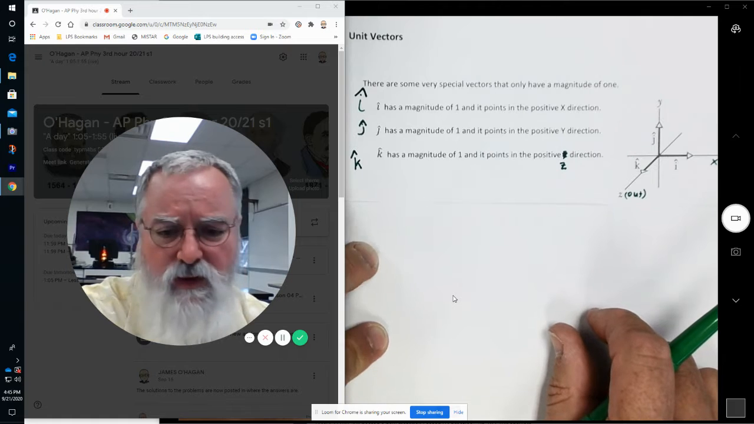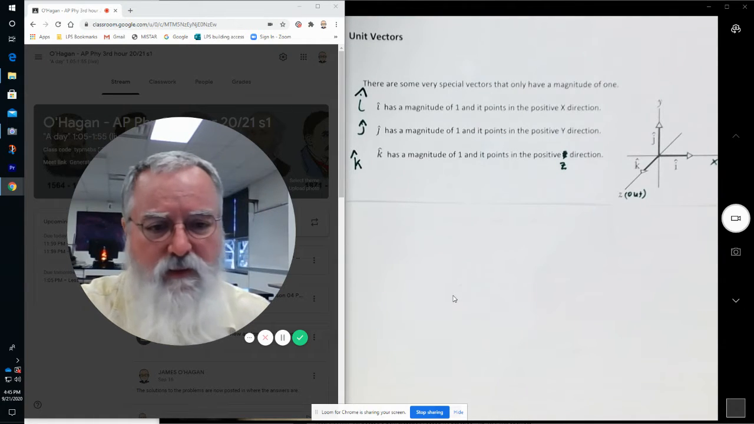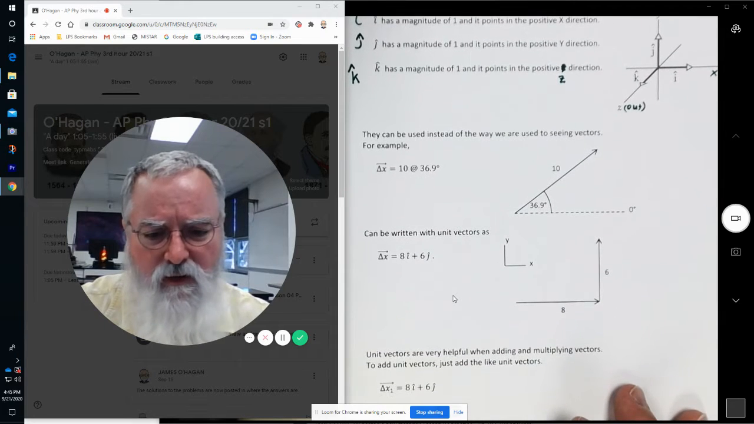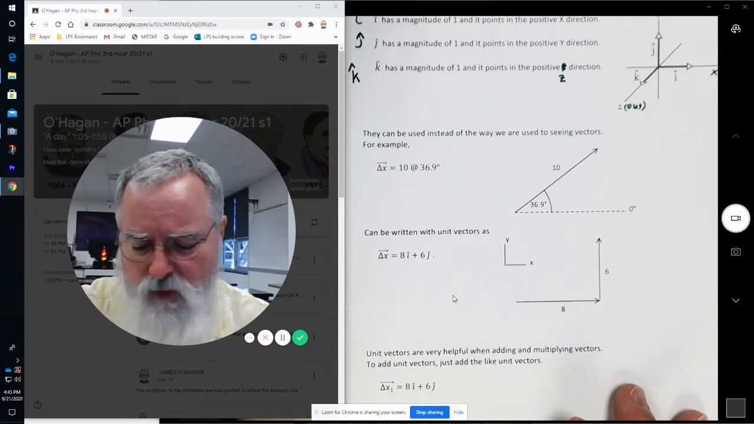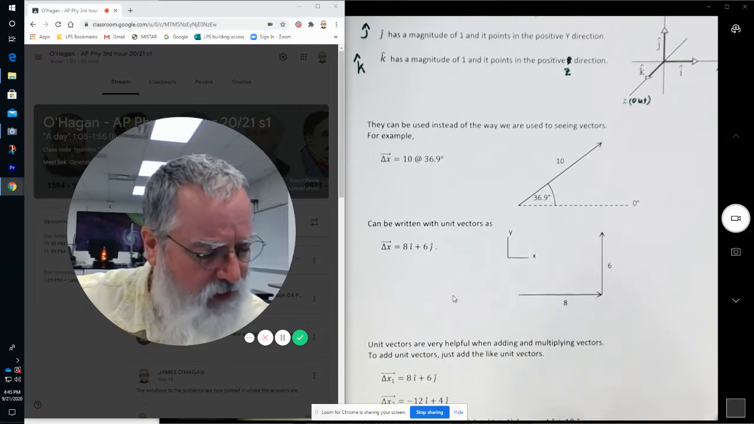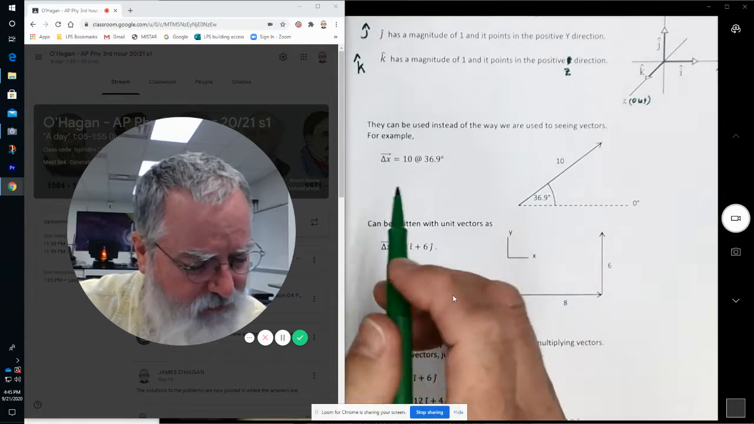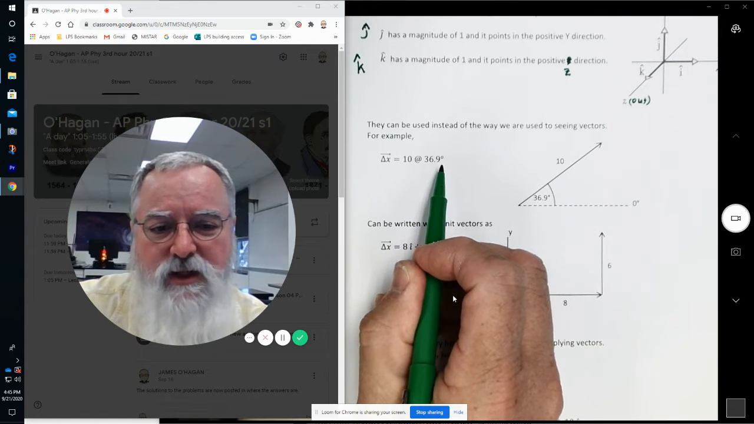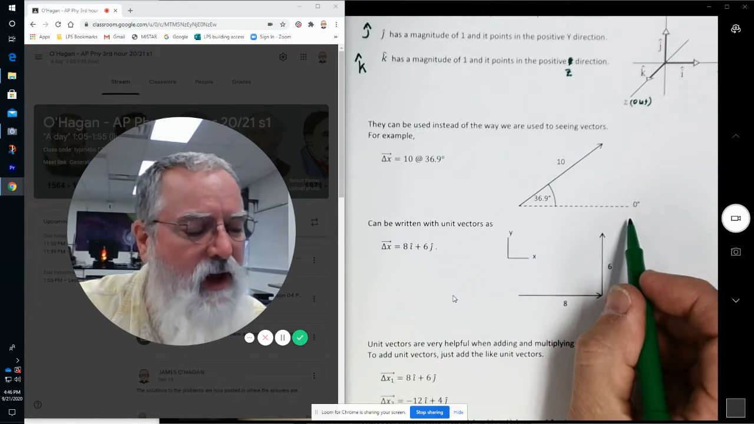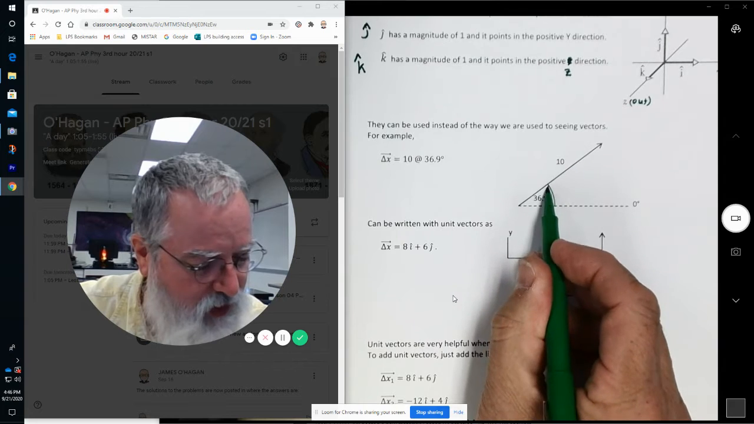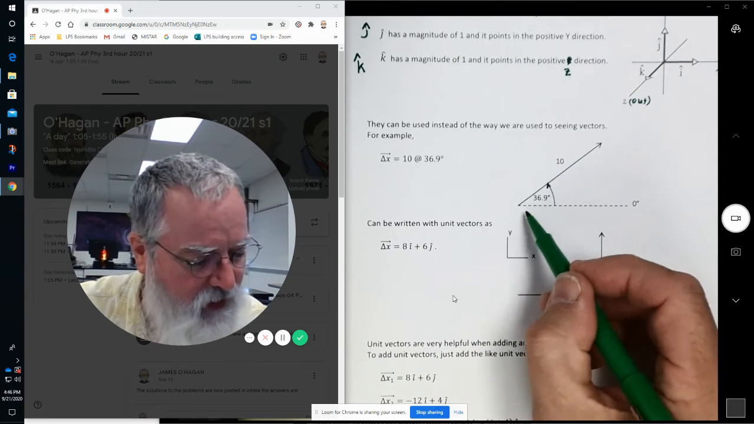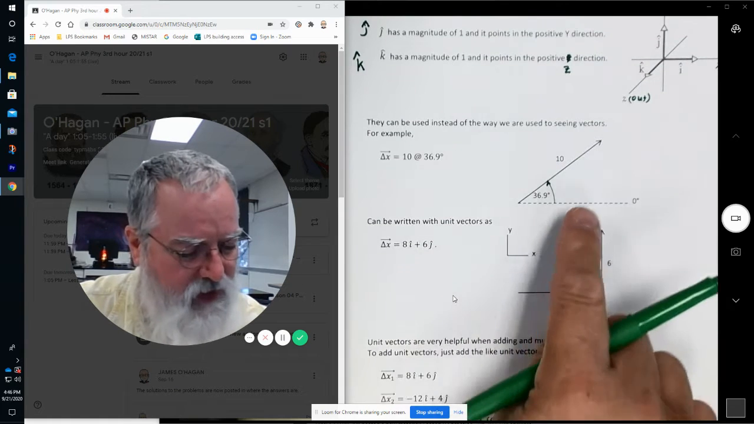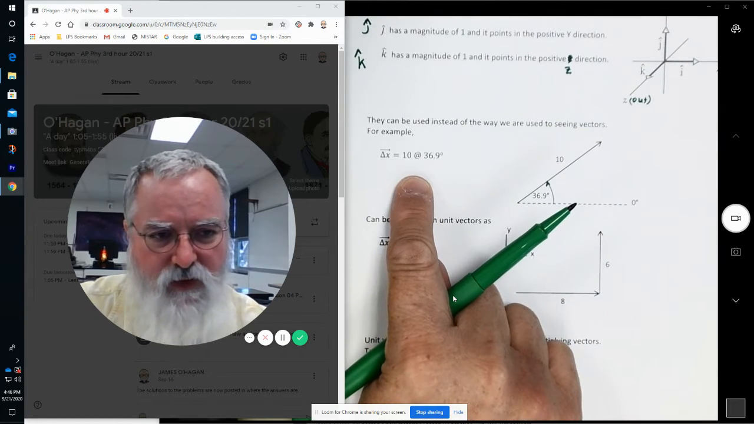All right, so now that we know that, let's talk a little bit more about these. And I'll show you an example of unit vectors and kind of how we work them. First of all, we can specify a vector using the old-fashioned way. So displacement equals 10 at 36.9 degrees. So here's my 0 axis, 36.9 degrees up. Here's my vector, my displacement of 10. There it is. That's what it looks like. Here's how we write it, old-fashioned way.